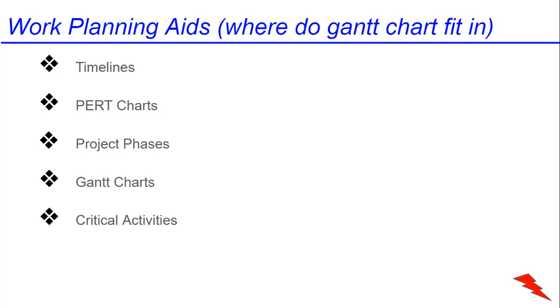So here's a list of work planning aids. And so where do Gantt charts fit in? Well, once you complete your timelines and your PERT charts, the next thing you're looking at is your project phases. Once you've assessed your project phases, that is the completion of your project analysis, then you're going to complete a Gantt chart. And as you're completing your Gantt chart, that's when you're going to figure out when your critical activities and non-critical activities are happening.